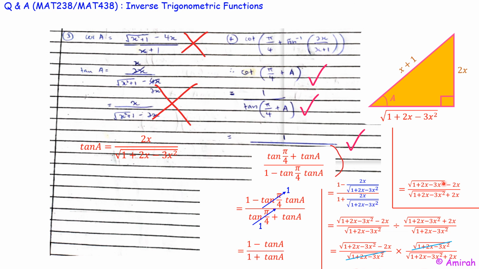Okay. Square root symbol hanya sampai sini saja. Hanya sampai 3x squared saja. Yang minus 2x and plus 2x ni tak ada simbol square root. Alright, so this is the final answer. Right? Got it?